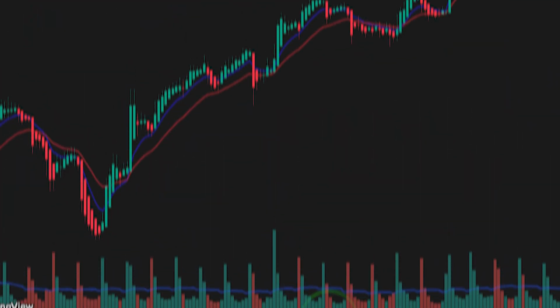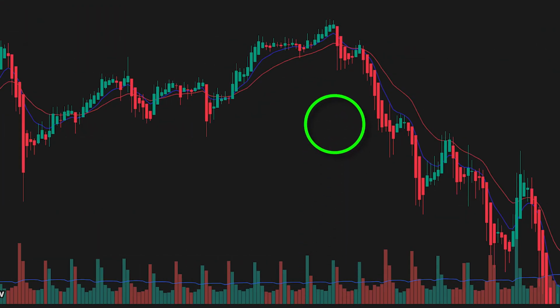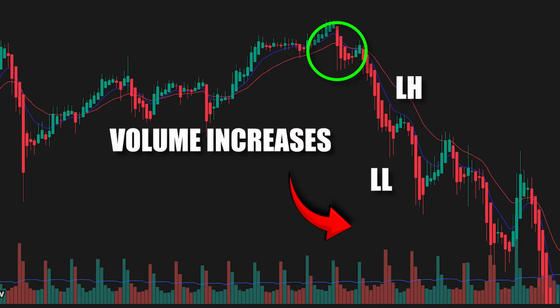For a long trade, the 9 EMA crosses above the 21 EMA. Price forms higher highs and higher lows. Volume increases during and after the crossover. For a short trade, the 9 EMA crosses below the 21 EMA. Price forms lower highs and lower lows. Volume increases during and after the crossover.